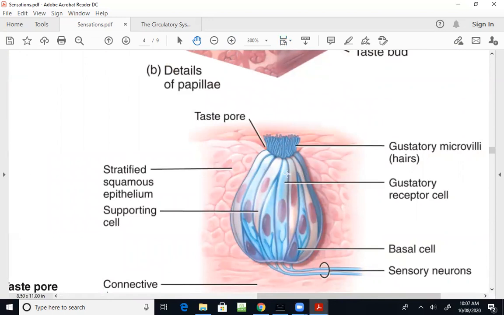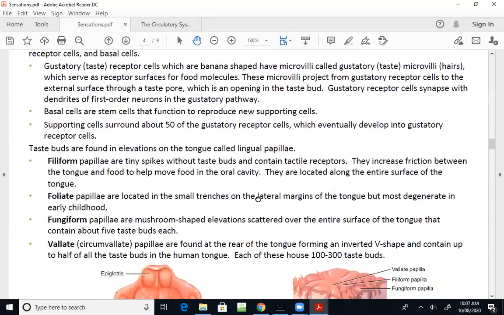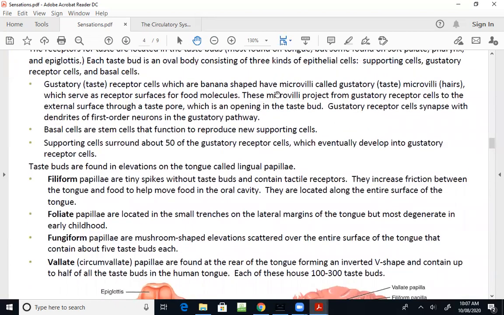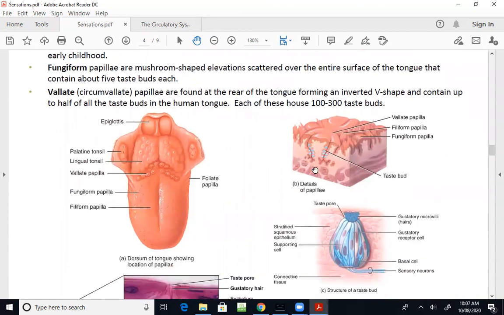Okay. In our picture, a little bit harder to tell the supporting cells from the receptor cells, but the receptor cells are kind of shown here in blue. They're the ones that have the little hairs coming off. Okay. These microvilli project from the gustatory receptor cells to the external surface through what's called a taste pore, an opening in the taste bud shown right there.